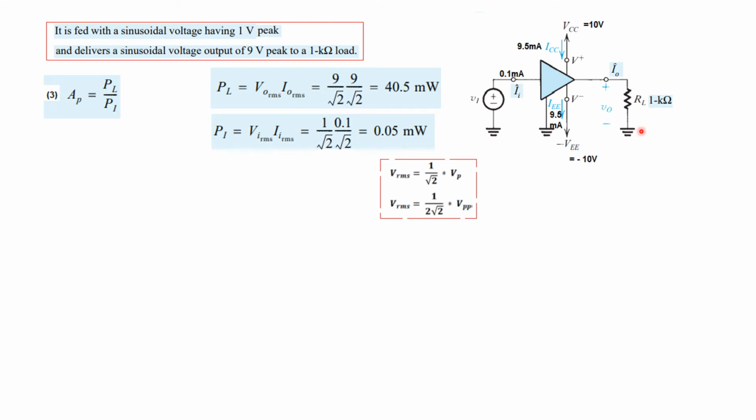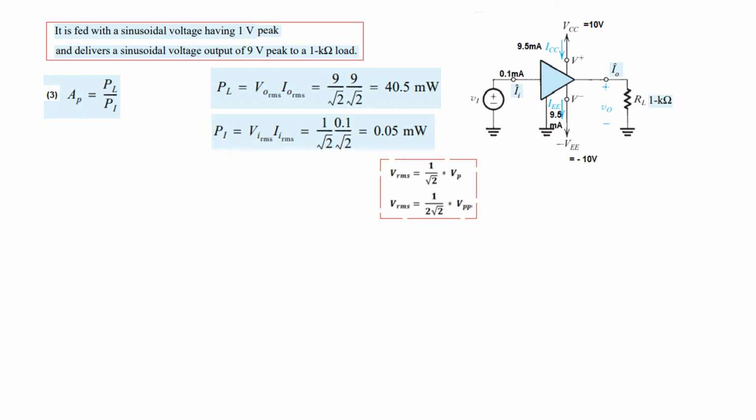Now V out here was 9 volt peak and I out we calculated to be 9 milliampere peak. Now one point you have to keep in mind, when you're converting peak into RMS, you divide it by under root 2. But if you are converting peak to peak, then you have to divide it by 2 under root 2. So this you have to keep in mind. Actually, we are just taking half of this and then using this formula.